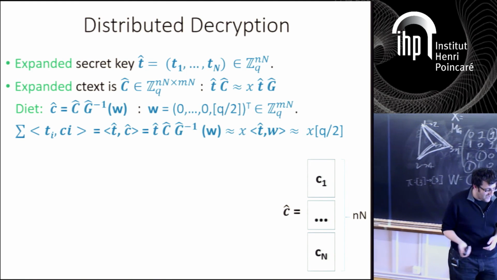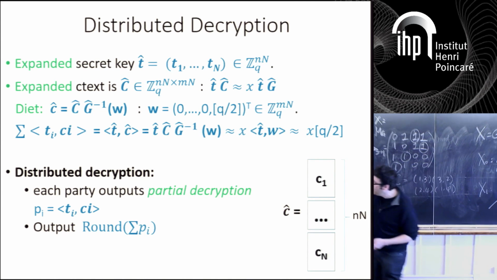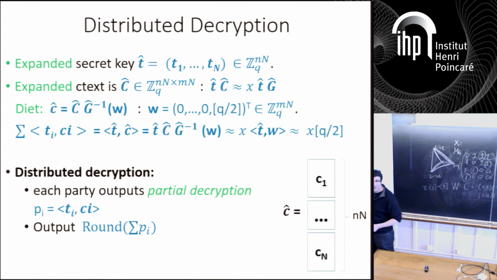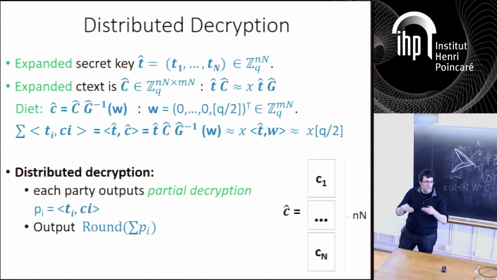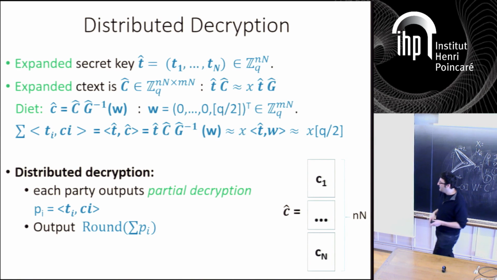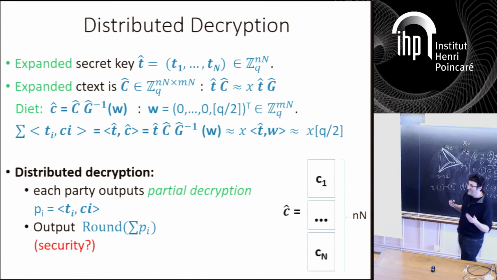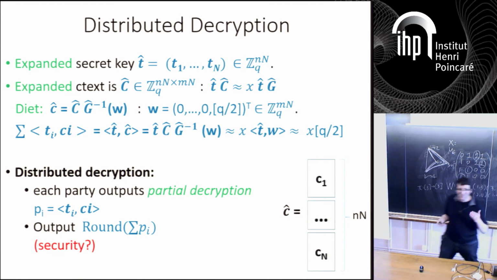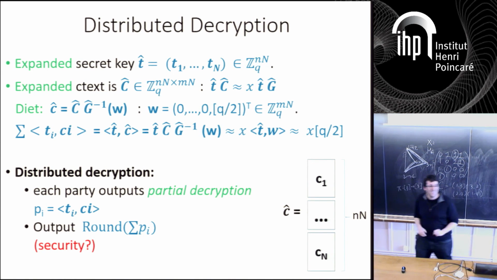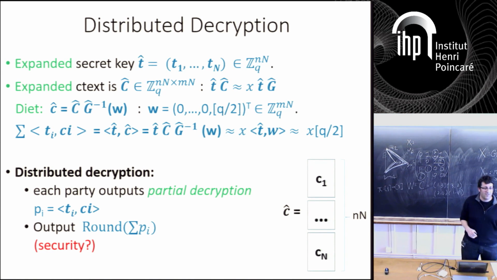Okay, so that gives us a distributed decryption where each party just outputs its own partial decryption, its secret key inner product with its part of the ciphertext, and then you just sum them up and round. And hopefully this has some security. Each party does, but I won't tell you exactly what security properties this satisfies. At least you're not revealing the secret key in full. You're only revealing partial decryptions.